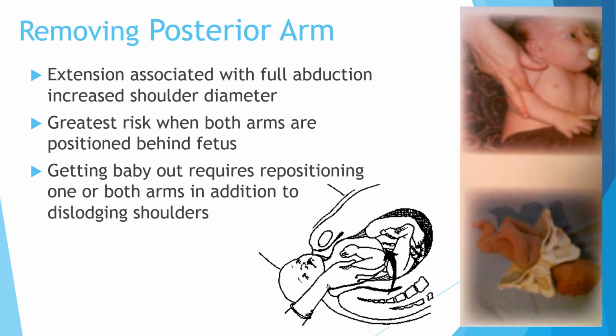Removing that posterior arm tends to be a hallmark if you can't rotate the baby. For midwives, you put your hand in. You're not trying to break the clavicle. You're not trying to ream on the head. You're going in and getting that posterior shoulder out for delivery. The greatest risk is when both arms are behind the baby. It's extremely difficult to get the shoulder and arm when it's stuck behind, and you're not grabbing at the shoulder, you're grabbing more at the elbow because you're trying to bring the baby's arm up.